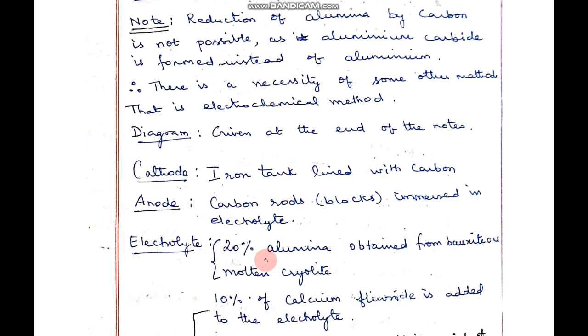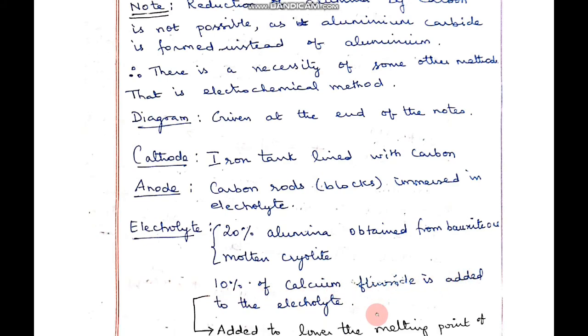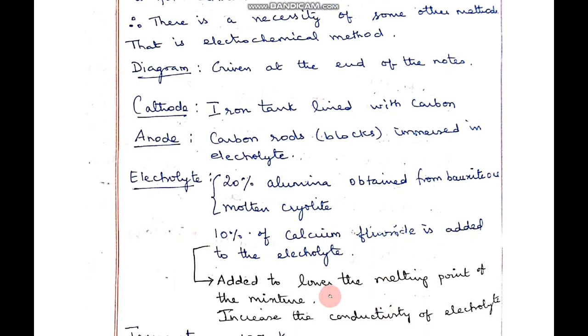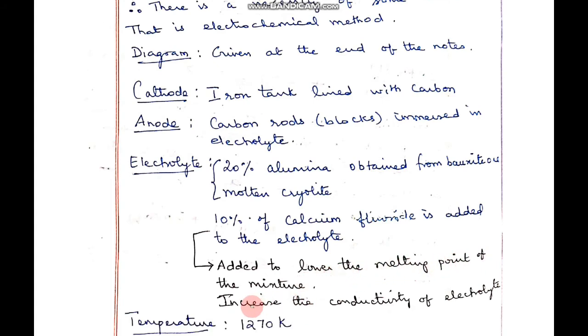Here we are going to take 20% alumina, which is obtained from the bauxite ore by the alkali leaching which we have already seen, and along with that you are going to take molten cryolite, Na3AlF6, the formula you have just seen in the diagram, and 10% of calcium fluoride is also added to the electrolyte. Why are we adding calcium fluoride? For these two reasons: it lowers the melting point of the mixture, and it also increases the conductivity of the electrolyte.